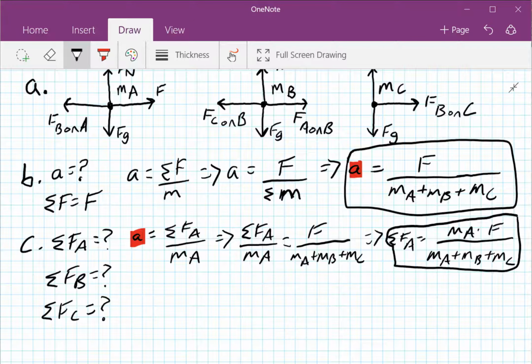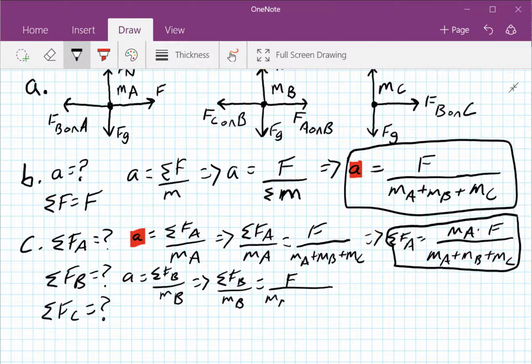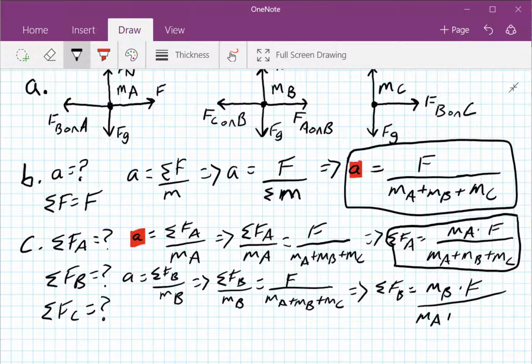That's good. Okay, now we have to do this again, but for the sum of the forces of B. So here is the sum of the forces of B divided by the mass of B. So you have the sum of the forces of B divided by the mass of B equals the force divided by MA plus MB plus MC. You'll have the sum of the forces of B equals the mass of B times F, all divided by MA plus MB plus MC.